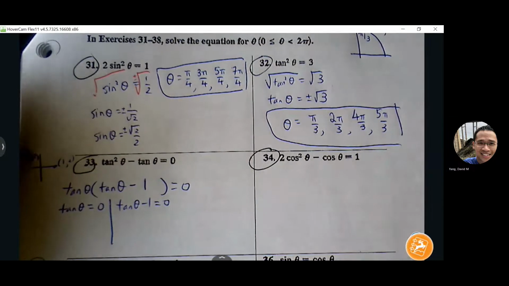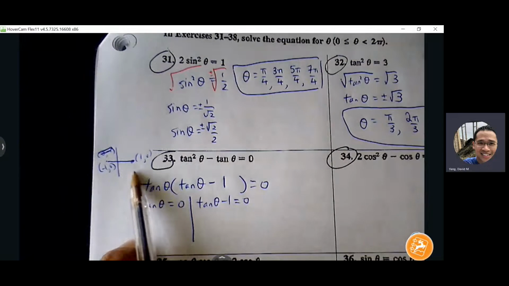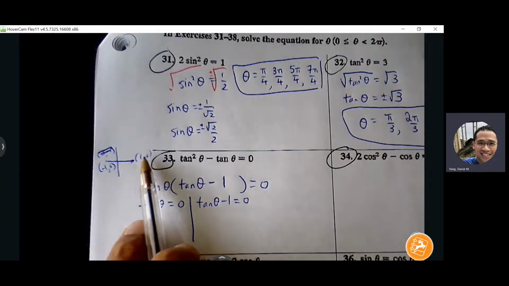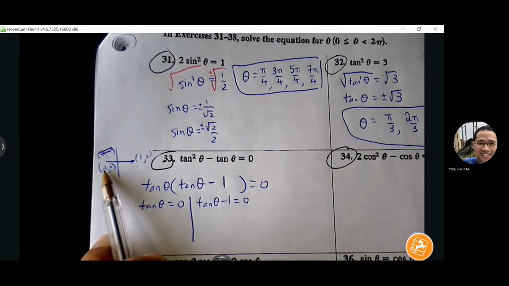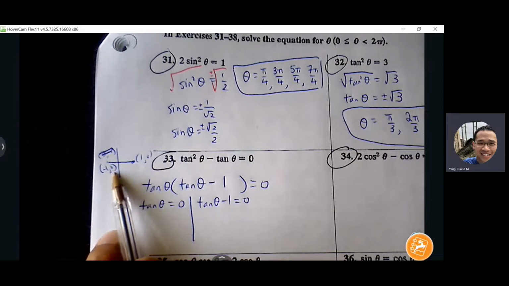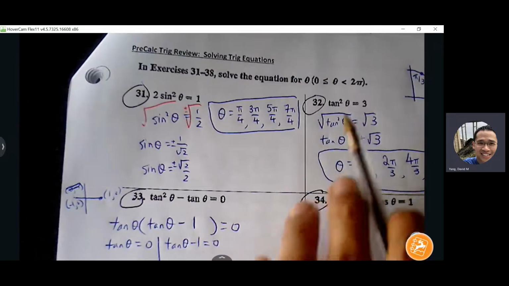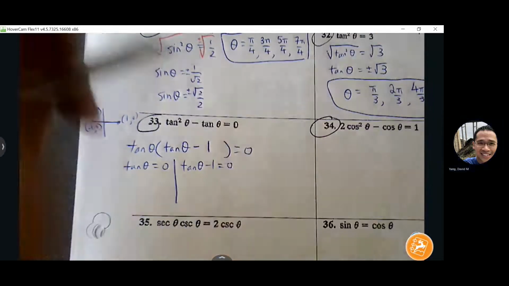All right, where's tangent going to be 0? Tangent is y over x, so 0 over 1, that's 0. And also 0 over -1, that's also 0. So you've got two places, 0 and pi. We could maybe say 2 pi as well, but 2 pi is not part of our domain, so only 0 and pi are needed.